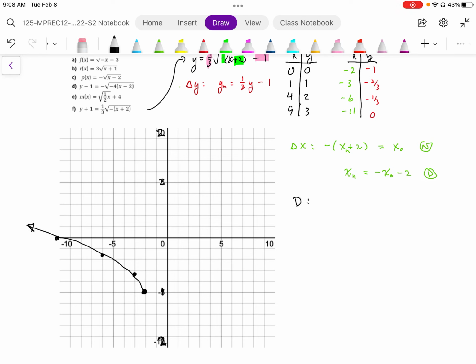So the domain of this function is x is less than or equal to negative 2. The range of this function is y is greater than or equal to negative 1.